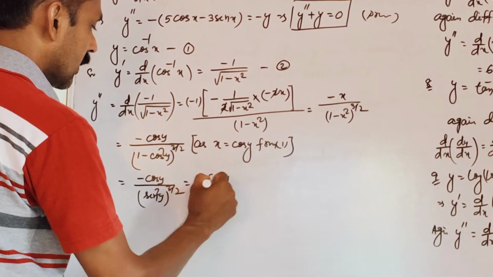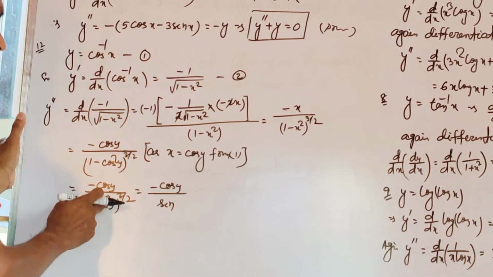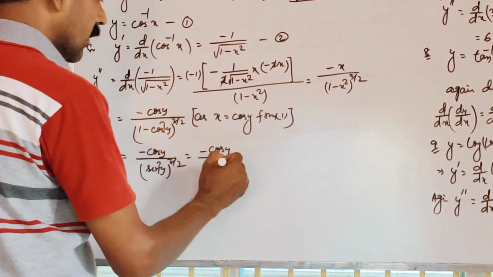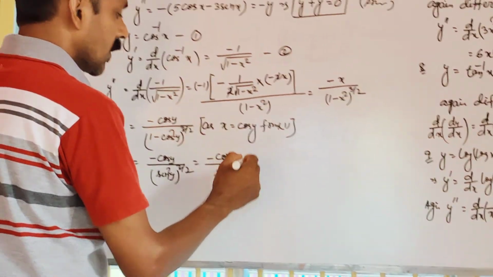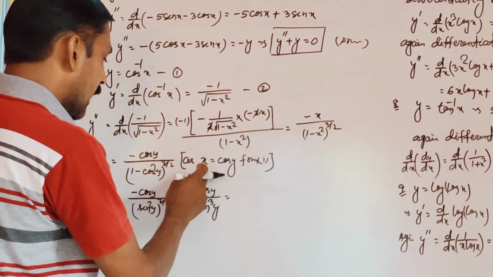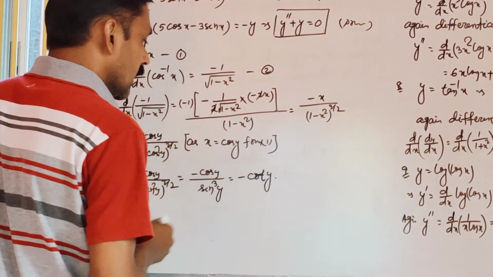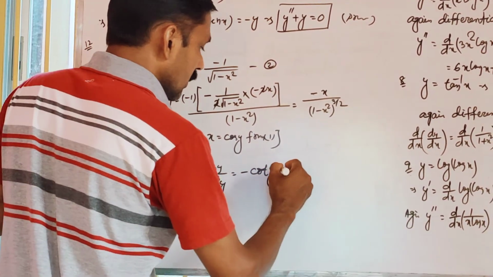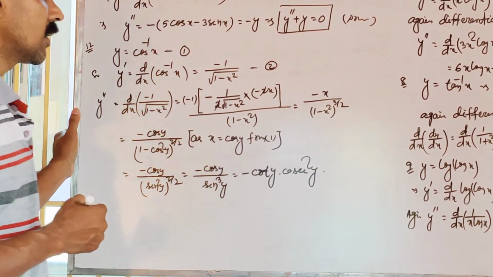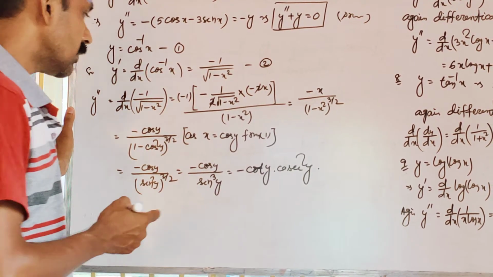So minus cos y by sin y, here power 2 into 3 by 2, it is sin cube y. Now sin cube is sin into sin square. So minus cos by sin will become minus cot y into cosec square y. Okay.